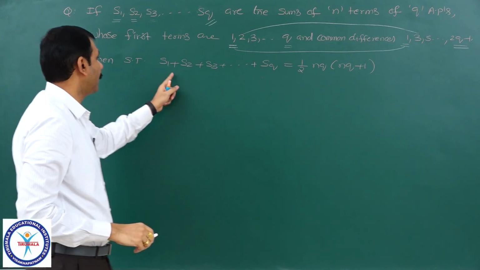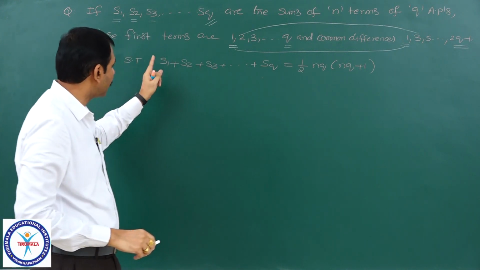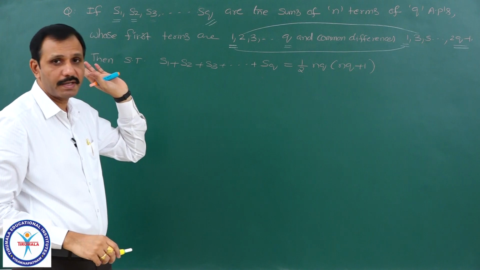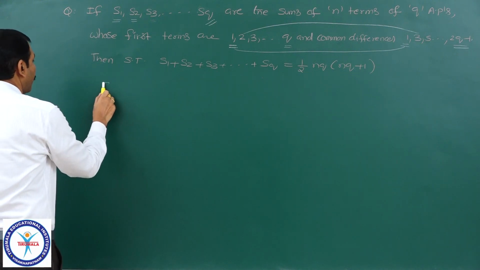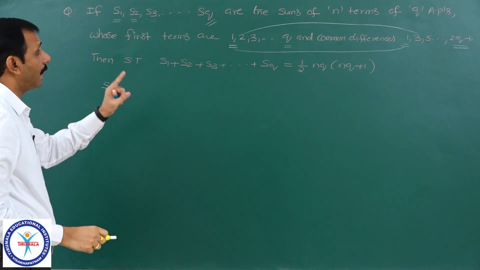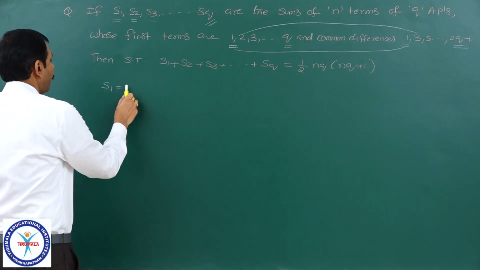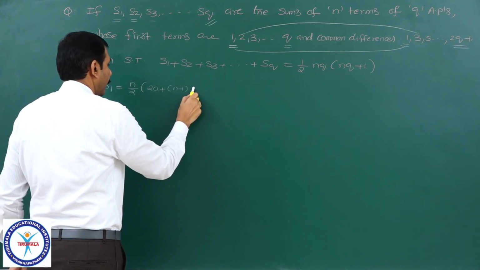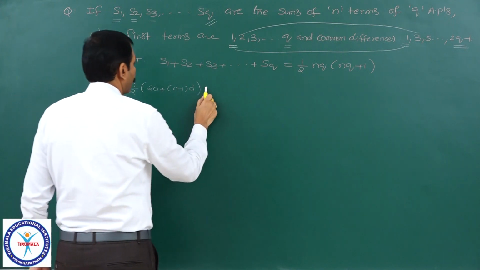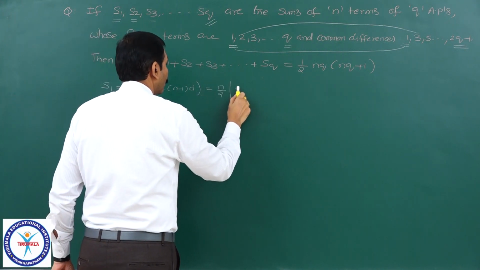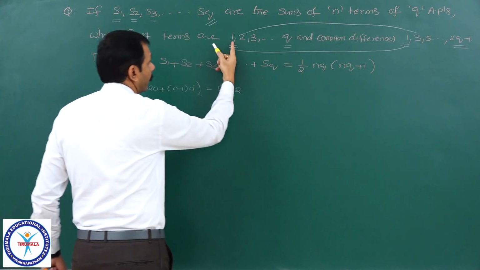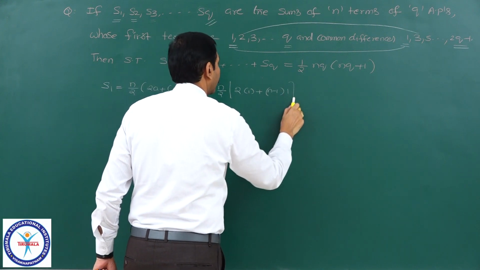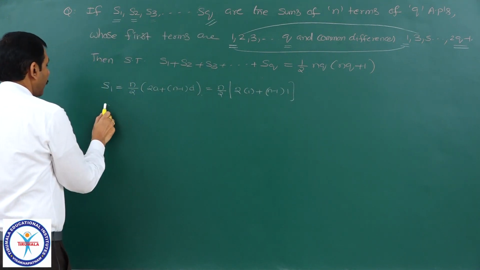Then show that S1 plus S2 and so on, they are asking. First let us write what S1 is, what S2 is and so on, then we will add all those, and we will get that value automatically. Let us write S1 is equal to the sum of n terms of the first AP. Sum of n terms means n by 2 into 2a plus n minus 1 into d is the formula. It is equal to n by 2 into 2 into the first term of the first AP, which is 1, plus n minus 1 into the common difference here, which is 1 only.